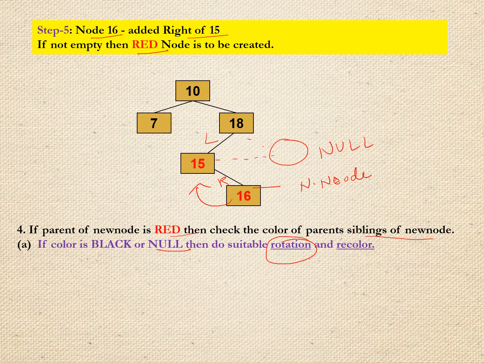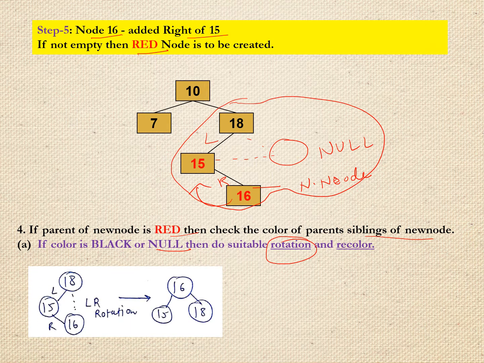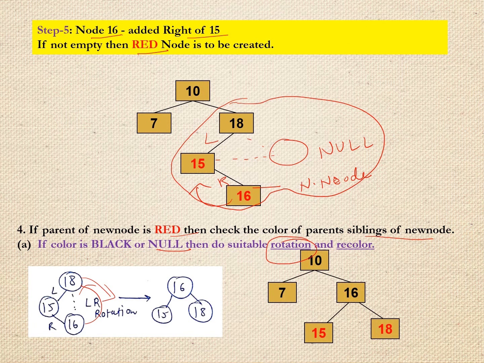So we'll be performing the LR rotation for the nodes 18, 15 and 16. Let us verify that. We have already seen these rotations in AVL tree, and you can refer to the previous videos for the different rotations. So directly the shortcut will be applied. Node 16 will take the place of 18, and 18 will come down on the right hand side. So the final tree will be like this.